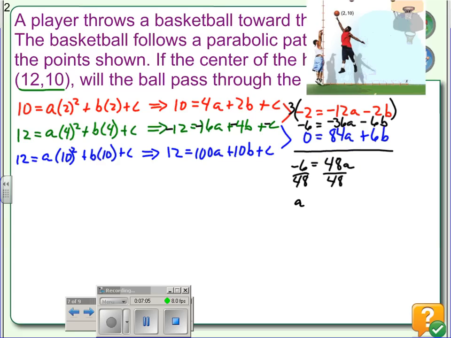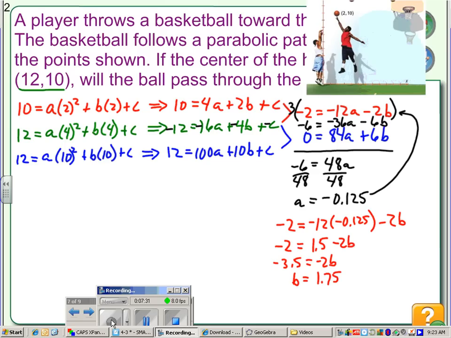gives us a. And since it would be easier to work with decimals, I'm going to go ahead and change this into a decimal, and I get -0.125. Then we're going to take this a variable and plug it back into this top equation for a and calculate for b. So hit pause and hit play when you're done. Okay, and solving for b, we get 1.75.